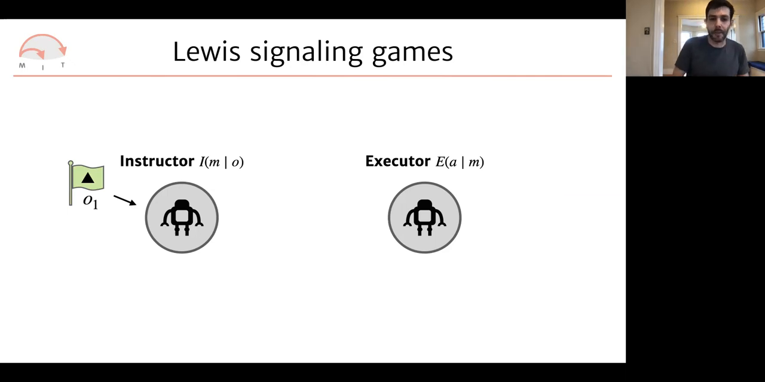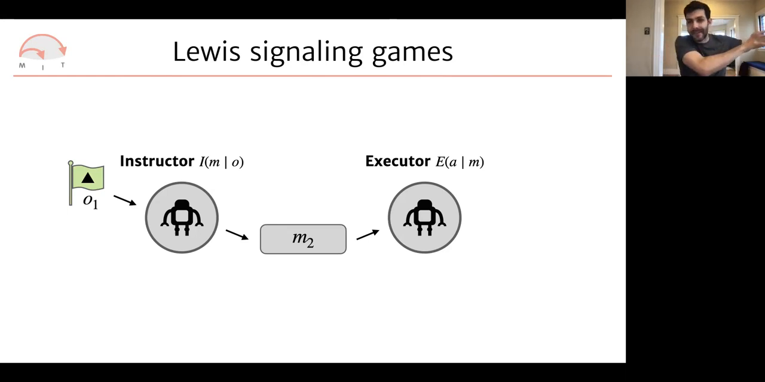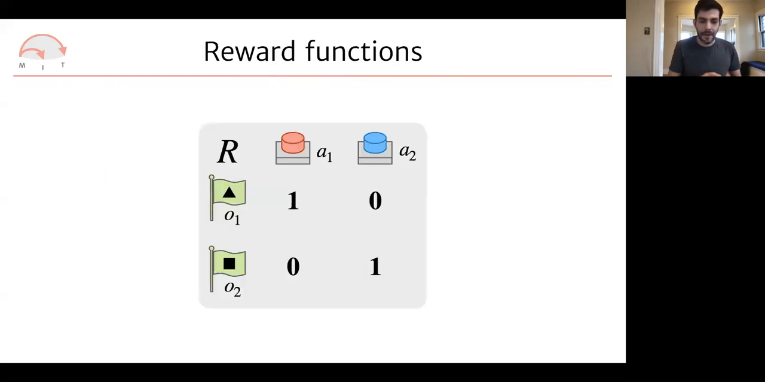And so concretely, a round of this game might look like the following. The instructor agent is going to observe observation 1. It will choose, based on observing observation 1, to send message 2 to the other agent, and agent 2, on observing message 2 and not having access to this original observation, will then elect to take action 2.